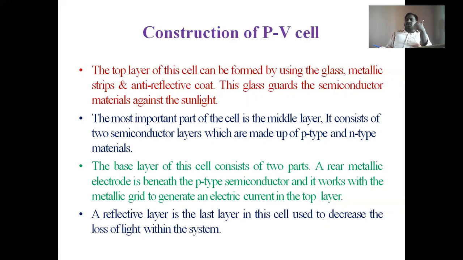How is the light lost? Through mechanisms such as scattering and absorption. Due to the scattering and absorption, some of the sunlight may be lost. To avoid this problem, we can use a reflective layer. Totally, it is not only a semiconductor material. Along with the semiconductor material, 2 more layers are there, to protect the semiconductor material and to avoid the wastage of sunlight.